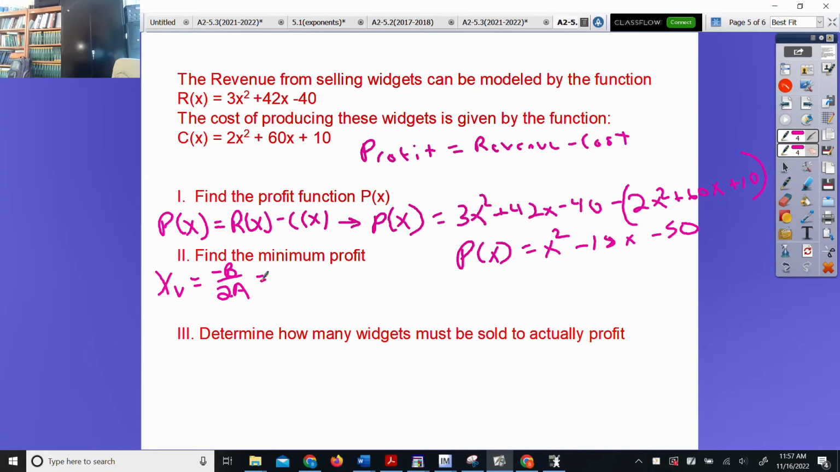Why are we pushing buttons? What's opposite b going to be? 18 over twice a. What's a? 1. Should be 9. The selling of 9 widgets is where you make the least amount of profit. Now, that's when it happens. How do you find out what it is? Plug it in. Evaluate your profit for 9 widgets. 9 squared minus 18 nines minus 50.